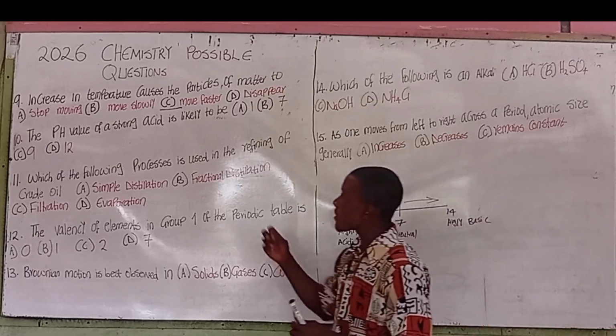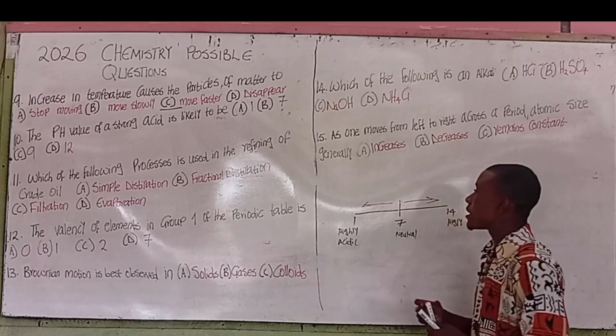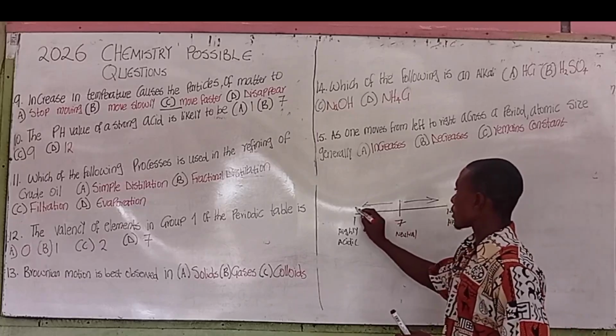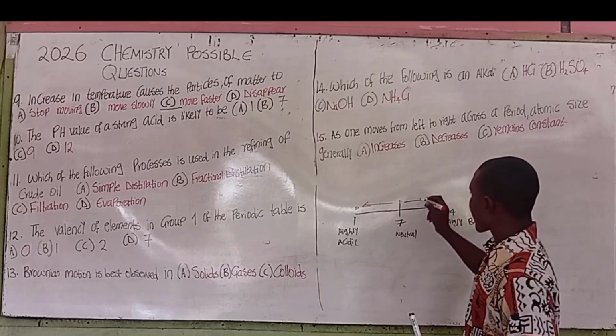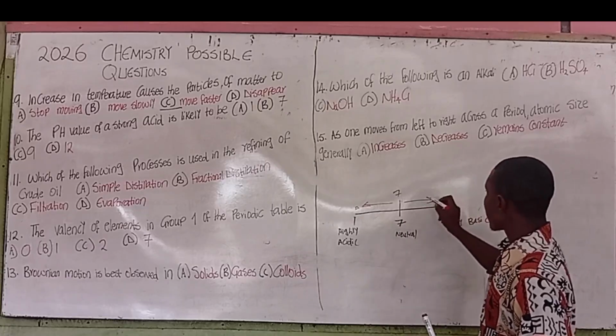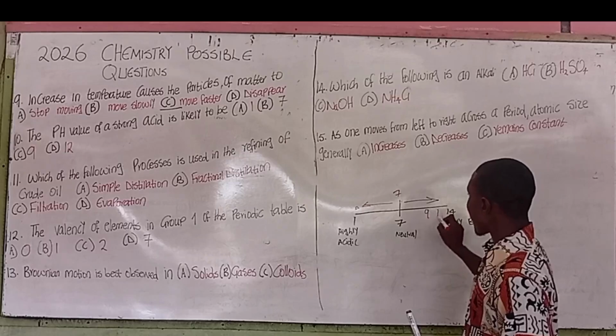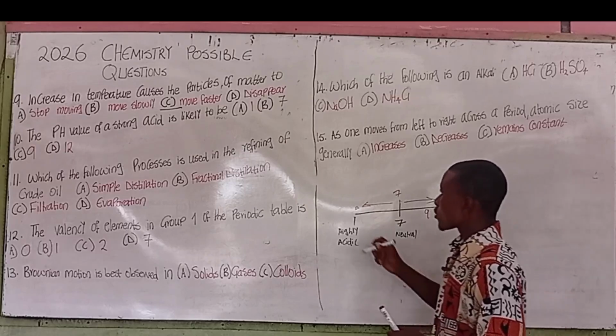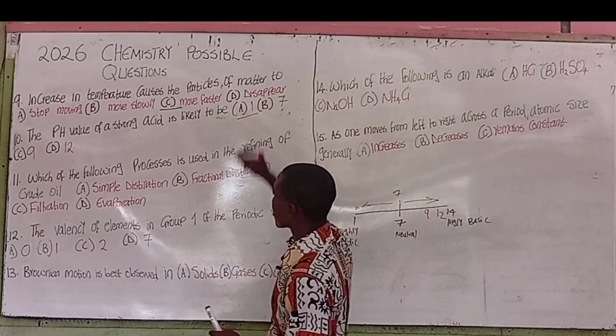So let's look at the options. The pH value of a strong acid is likely to be A, 1. So 1 is correct, because when it is 7 it is neutral, and when it is more than 7, which is 9 and 12, it means that it is basic. So the correct option there is option A, which is 1.